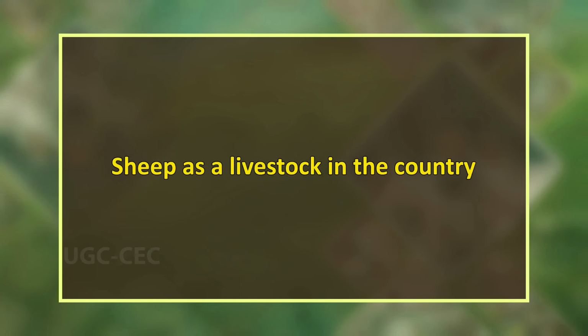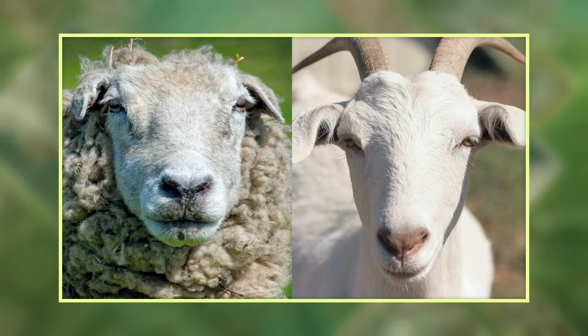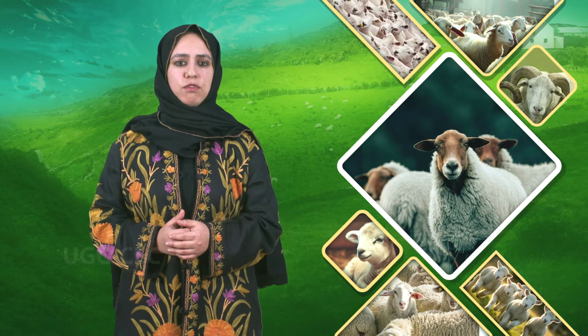Sheep as a livestock in the country. Small ruminants play an important role in the Indian economy and provide livelihood to two-thirds of the rural community. Sheep and goat are important species of livestock for India. They contribute greatly to the agrarian economy, especially in areas where crop and dairy farming are not economical, and play an important role in the livelihood of a large proportion of small and marginal farmers and landless labourers.